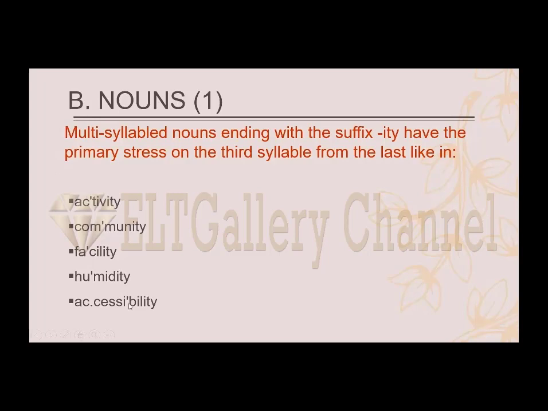If you have ability, the stress is on the syllable "bil," ability, responsibility. So this one is for sure. If you have ability, "bil" over here from "able," accessible, then you have accessibility. The secondary stress is also on here because it's a long syllable. You need a secondary stress. Accessibility. Responsibility. The primary stress is on "bil." Responsibility.